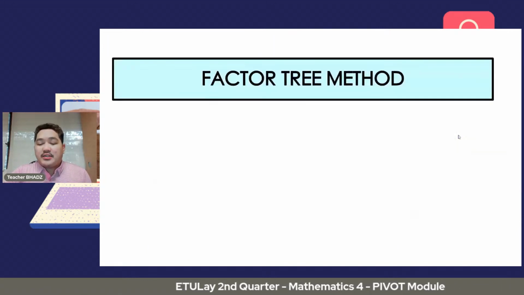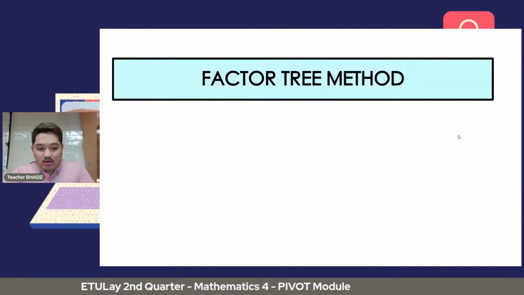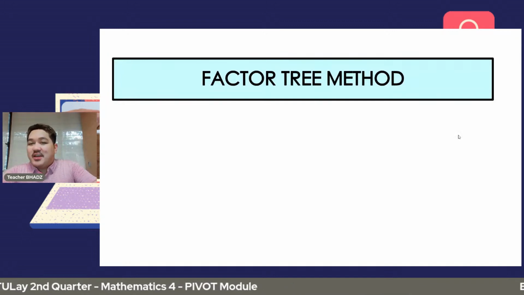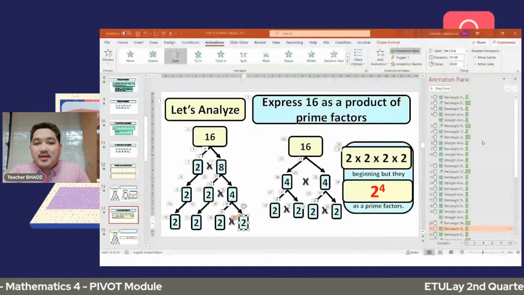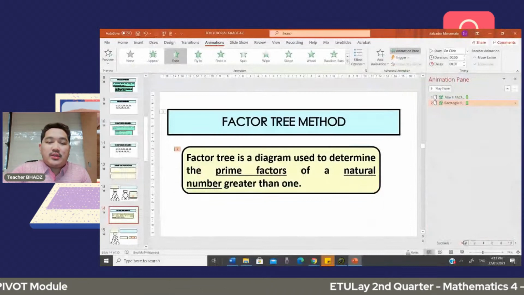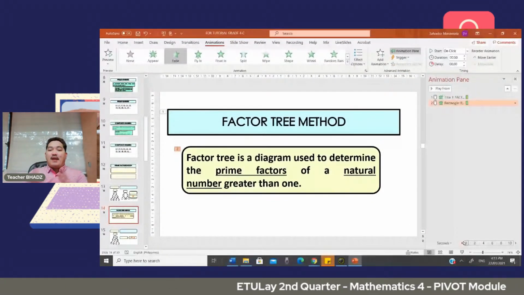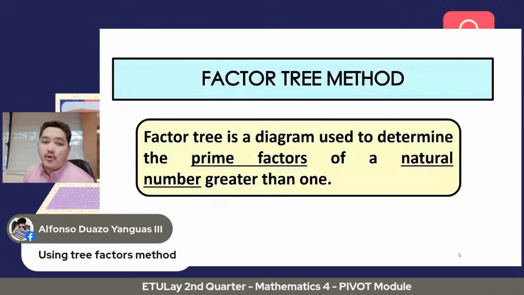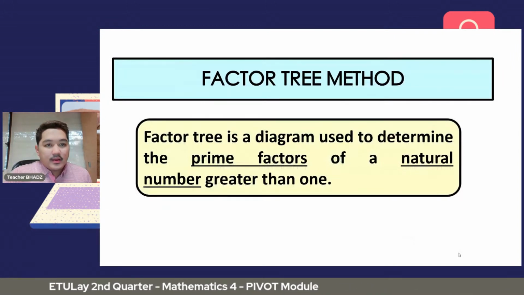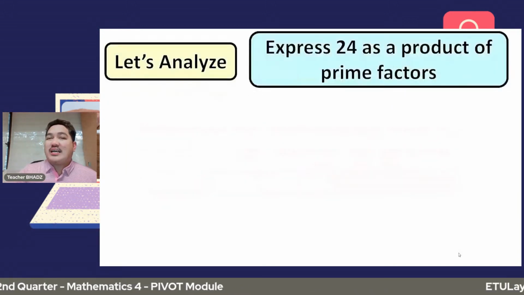Yung ginawa natin is an example of factor tree method. When we talk about factor tree method, ang sabi dyan, factor tree is a method, is a diagram used to determine the prime factors of a natural number greater than 1. Mapapansin niyo, para siyang puno na nagsasanga-sanga.